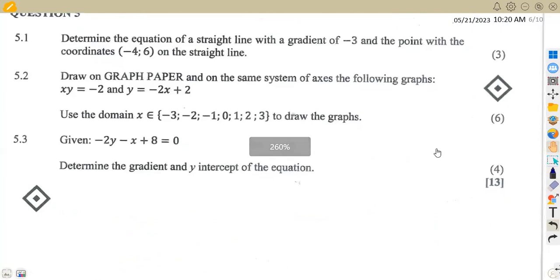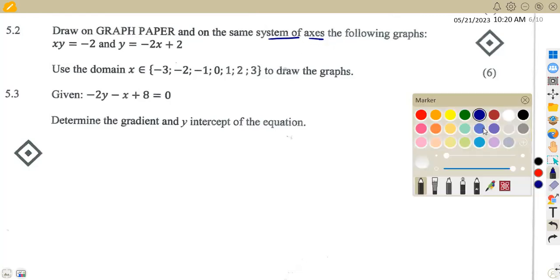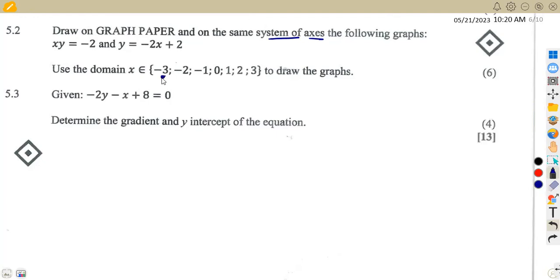Okay, if we check on the other part of the question on 5.2, we are asked to draw the graph on graph paper and on the same system of axes. Meaning whatever you're going to have, it must be on the same graph. So you're supposed to draw xy = -2, and y = -2x + 2. Use the domain. The domain gives the limiting values. We are limited that our x is supposed to be taken from -3 up to +3 to draw the graphs.